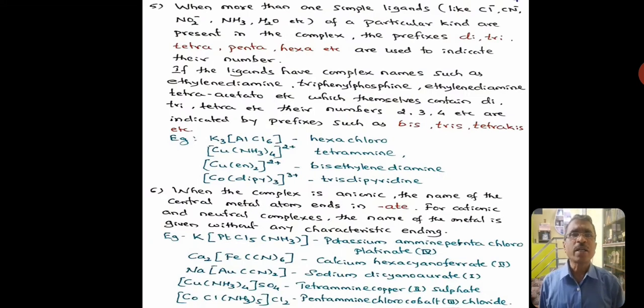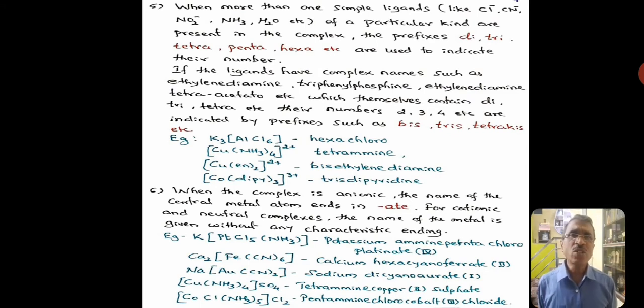Now, let us take the other aspects. When more than one simple ligand like cyanide, chloro, nitro, ammonia, water, etc. of a particular kind are present in the complex, the prefixes di, tri, tetra, penta, hexa are used to indicate their numbers. Here I have given K₃[AlCl₆]. Here the chloro ligand, how many are there? The 6. Hence it is called hexachloro. Tetraammine. So like this you can give the numbers.